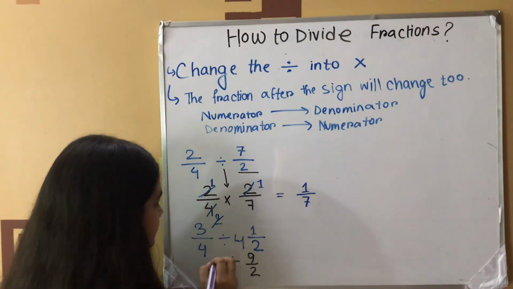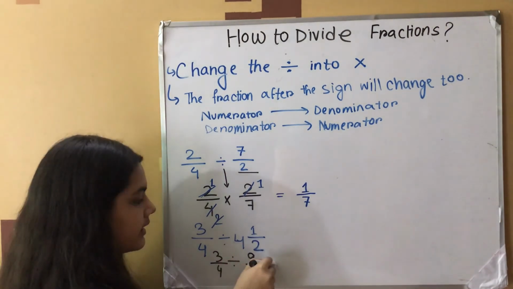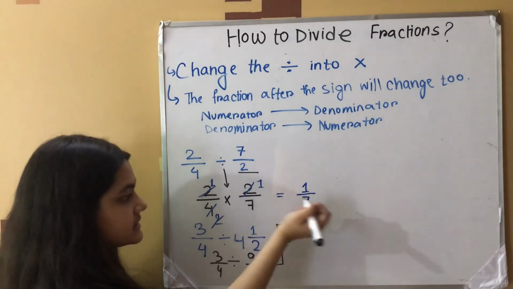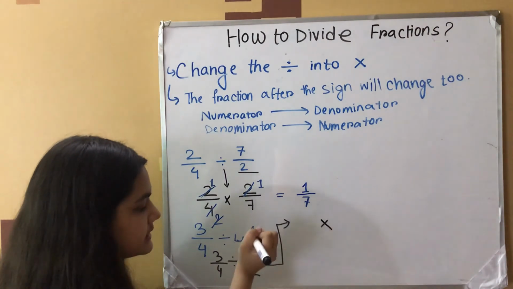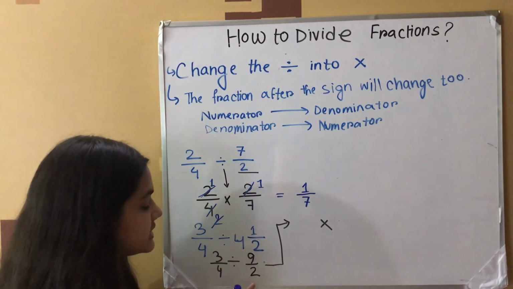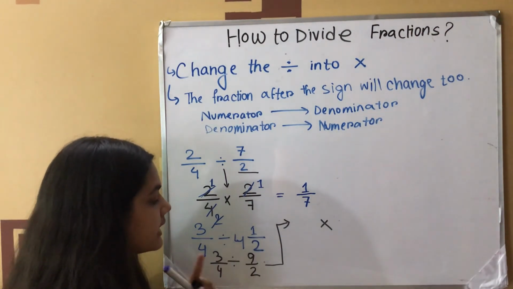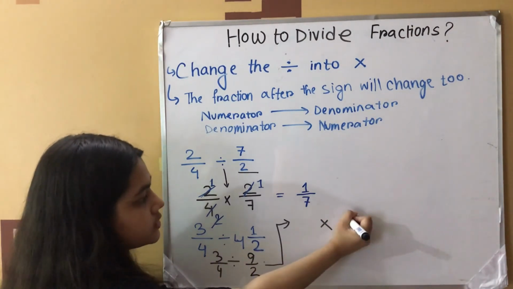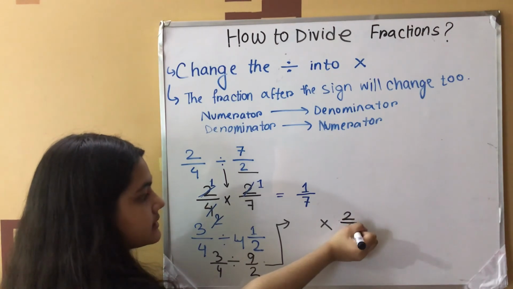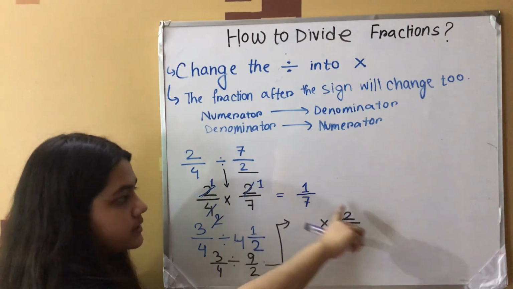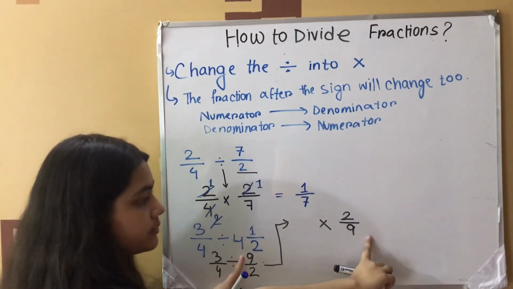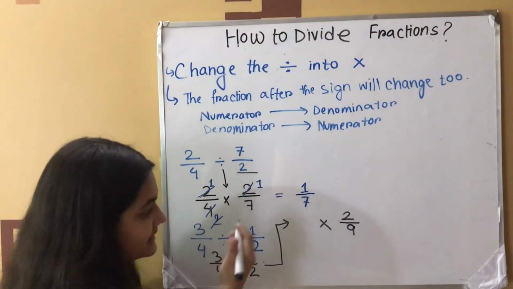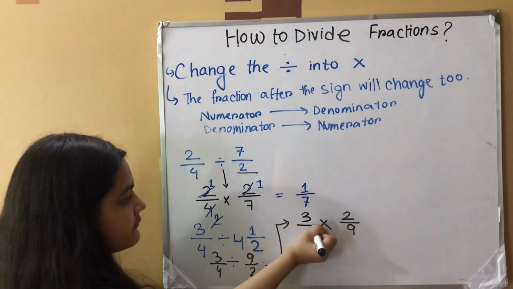And then the division sign, 3 by 4. Now let's write it over here. We can change the division sign into multiplication sign. When we do that, we will change the sign of the fraction that is after the sign. 9 by 2 will become 2 by 9. The denominator will become the numerator and the numerator will become the denominator. And the number before the sign will remain as it is, 3 by 4.